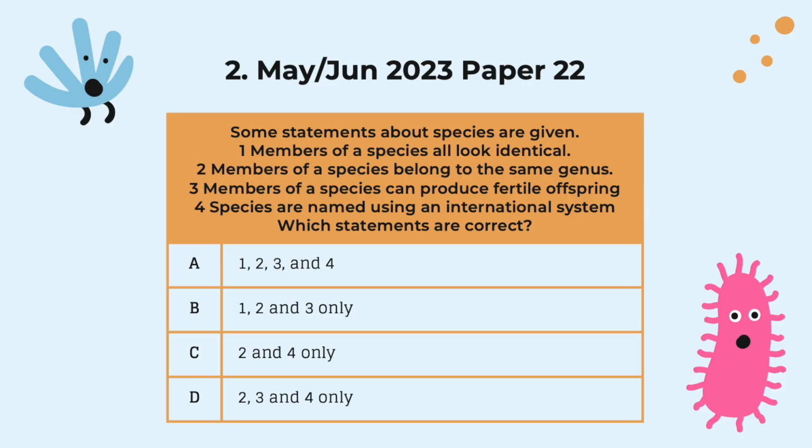So regarding number 1, no, and we can exemplify it by us Homo sapiens. We're the same species, but we're all a bit different due to genetic diversity. Regarding number 2, yes, same species means same genus. Regarding number 3, yes, organisms of the same species produce fertile offspring. Number 4, yes, the binomial naming system is an internationally recognized naming system. So the answer is D, 2, 3, and 4 only. The first statement is the only one incorrect.